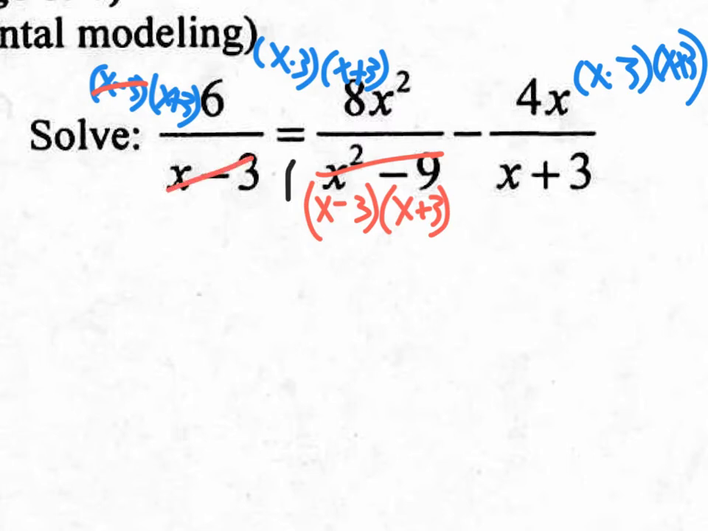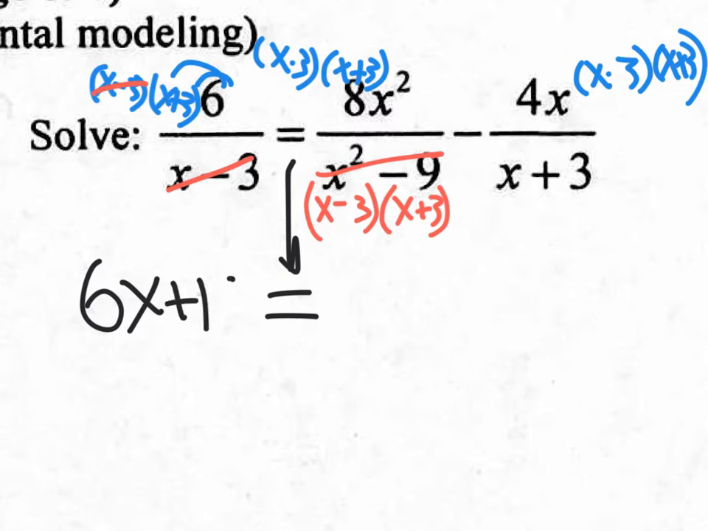Now, let me bring down the equal sign so nobody gets confused. What's left over on the left side? What is it? 6x plus 18, correct? And now, the middle fraction, this guy here. I have an x minus 3 that cancels with an x minus 3, even though it looks like an x dot 3. That's a minus 3. That cancels, and the x plus 3 cancels. So, in other words, the whole denominator cancels out, and what's left over? 8x squared.